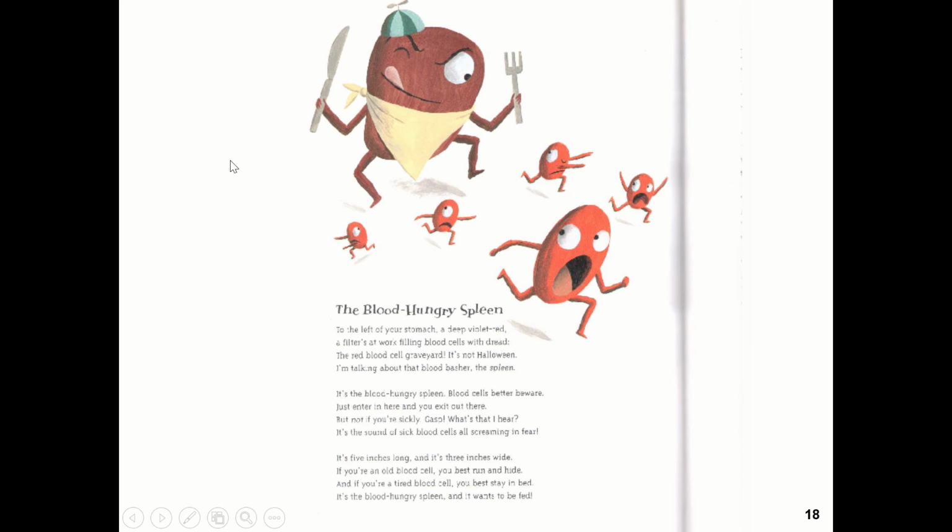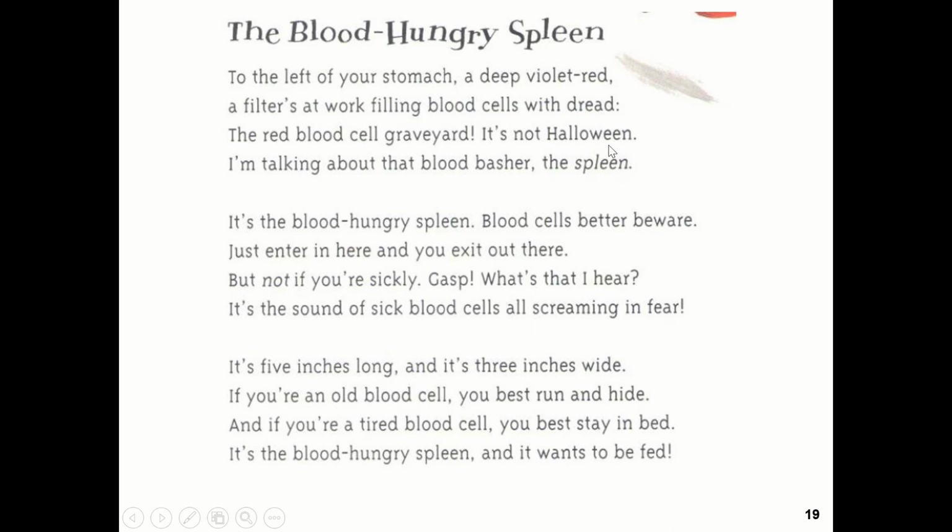So here is a poem from a children's book called The Blood Hungry Spleen. So here's the little red blood cells, and there's the spleen. And this is an odd poem, but hopefully it'll help you remember the job of the spleen. "To the left of your stomach, a deep violet red, filters at work, filling blood cells with dread. The red blood cell graveyard. It's not Halloween. I'm talking about that blood basher, the spleen."